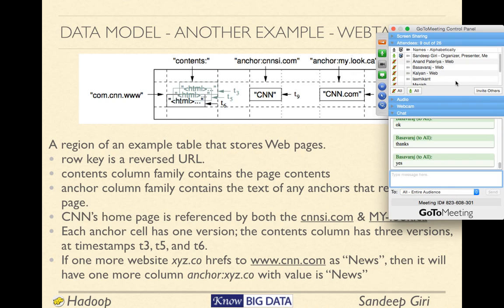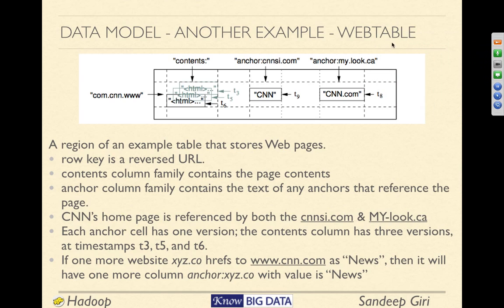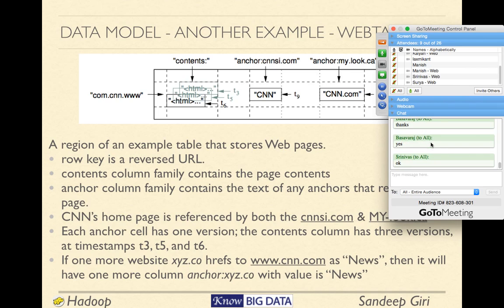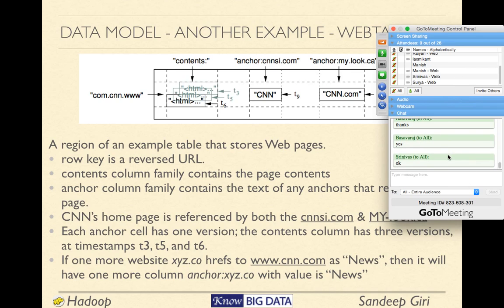So Anand is okay, Baswaraj is okay with this kind of definition. Kalyan, Lakshmikant, Manish, Surya, Srinivas. So except for Baswaraj and Srinivas, nobody's okay.